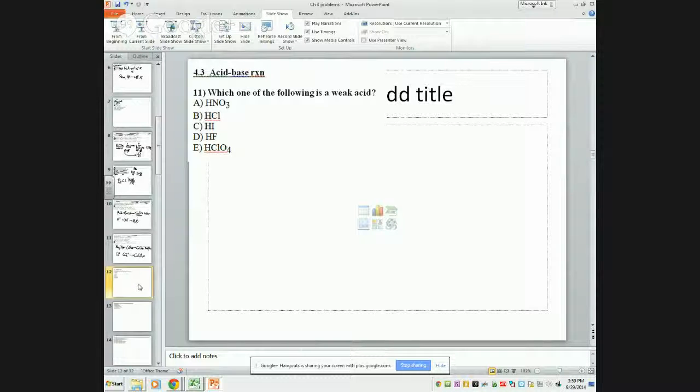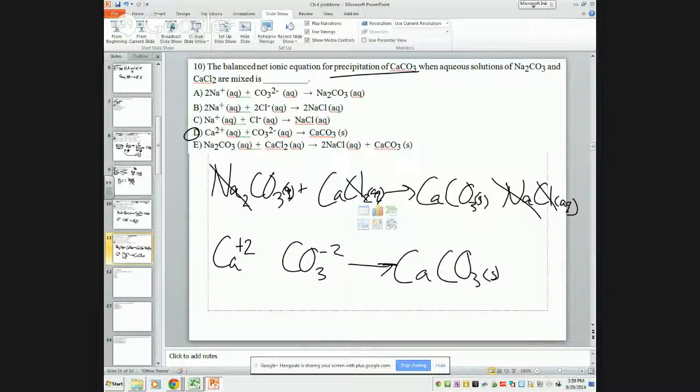All right. Which one of the following is a weak acid? Oh, this is 4.3, going too far. We're done with 4.1 to 4.2, ladies and gentlemen. I hope you found this helpful. You know, come to class for questions. All that good jazz. All right, now I got to close this. Go hang out.